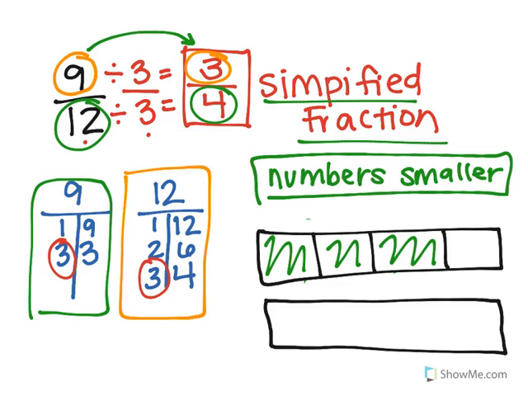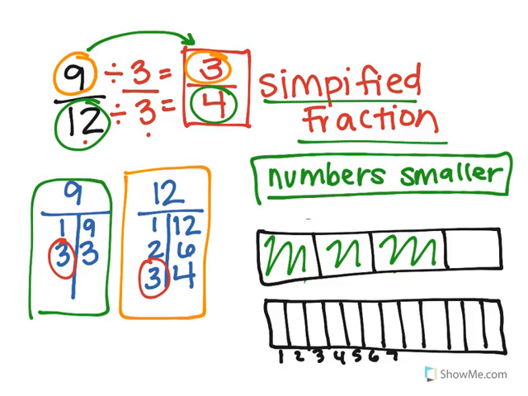I need to split them. Give me a second. Let's see. 1, 2. Oops, sorry. Those are going to be too small. 1, 2, 3. 1, 2, 3. 1, 2, 3. So I have 1, 2, 3, 4, 5, 6, 7, 8, 9, 10, 11, 12 pieces.